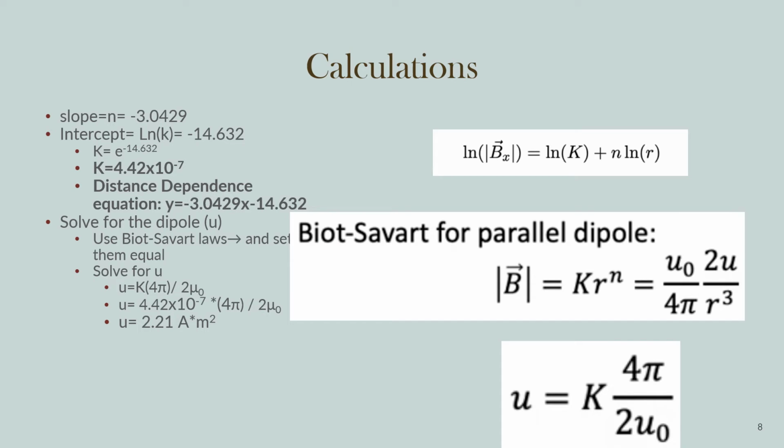Some of the calculations we found from the graph data were that the slope was negative 3.0429, which is the distance dependence. The intercept is the natural log of k, which is negative 14.632. Finding k, we get 4.42 times 10 to the negative 7, and the distance dependence equation is below as follows. Afterward, we solve for the dipole by setting the Biot-Savart law equal to the distance dependence equation, and doing so, we find the dipole, which is 2.21 amperes meters squared.